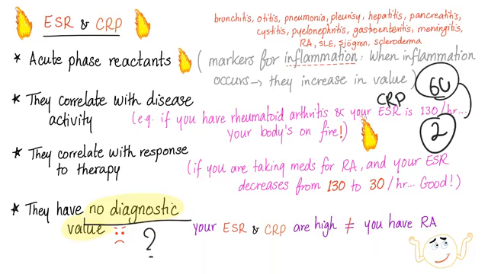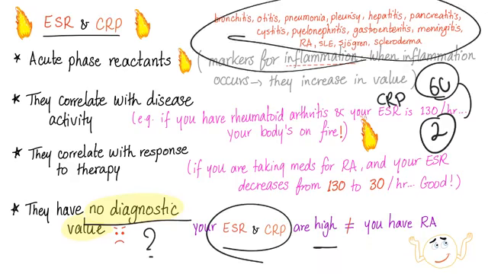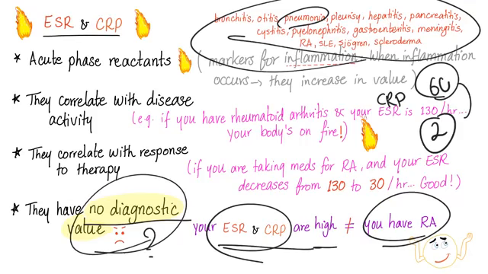I doubt, therefore I am. Why not? Because ESR and CRP are high in many diseases. So just because your ESR and CRP are high doesn't mean you have pneumonia. Doesn't mean you have rheumatoid arthritis. It doesn't mean anything. It means there is a problem. Let's go fishing to see which problem you have. They have no diagnostic value whatsoever. I will diagnose you based on your CRP, said no doctor ever.